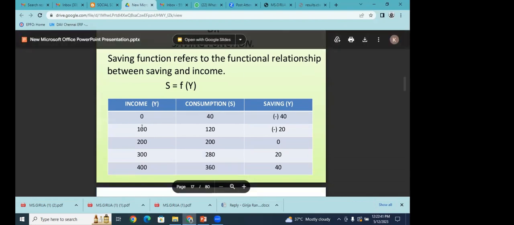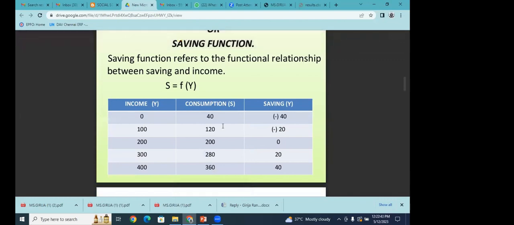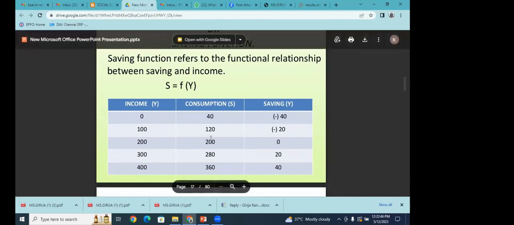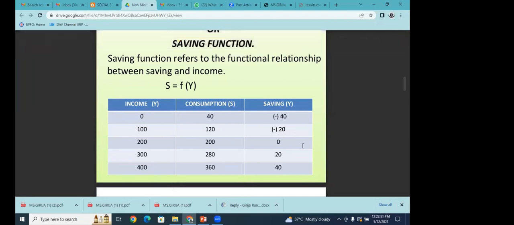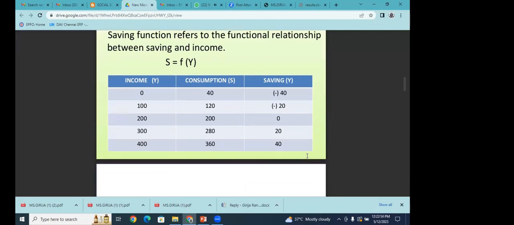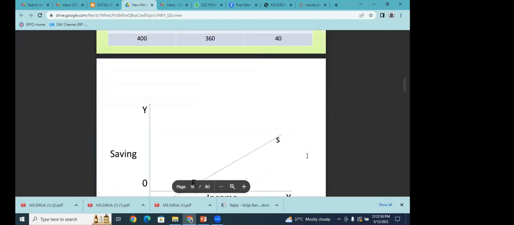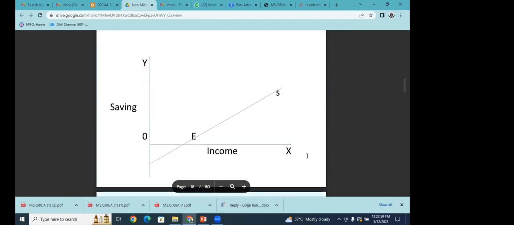Here we see 0 income, consumption is 40, so saving is minus 40. At 100, consumption is 120, saving is minus 20. At 200, consumption is 200, saving is 0. So saving is decided by income. Now you introduce the saving curve. Ask a question. What question can be asked here? Why is it in the negative? Yeah, why does the saving curve start from the negative side of the y-axis? You put this question to the children. What will be the answer?